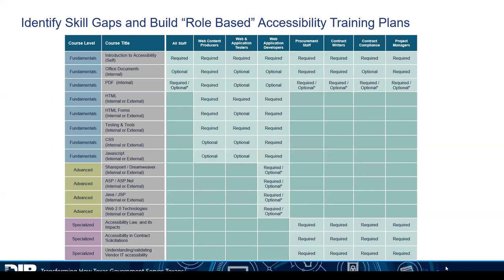This is an example of a role-based training plan. You can see some fictitious courses that are identified by level, like fundamentals. Let's say, the top three, all staff needs to have an intro to accessibility, office documents, et cetera. And then as you go through the fundamentals, depending on what the roles are, content producers have more training that's required, web application developers even more advanced, and all the way into specialized, where you're going to have some other training for procurement people, et cetera. You can use this as a guide, you could build one depending on your culture, but this is a good way to understand the gaps and build a training plan around them.